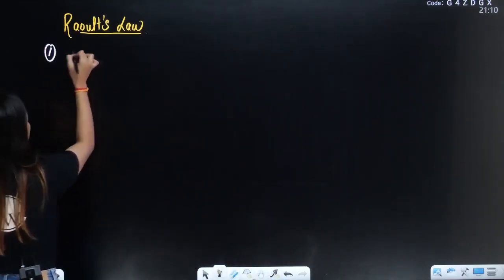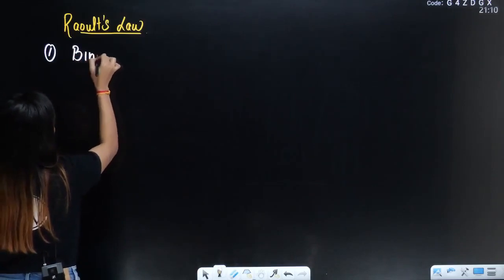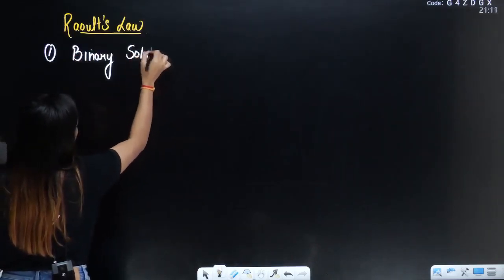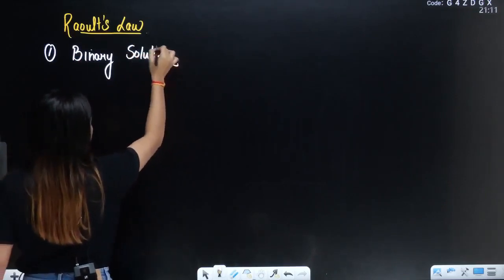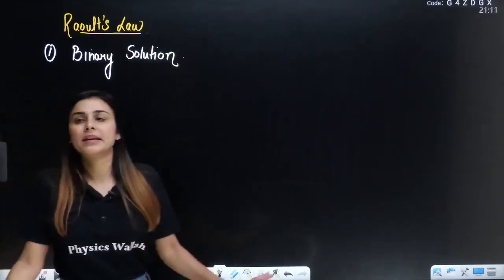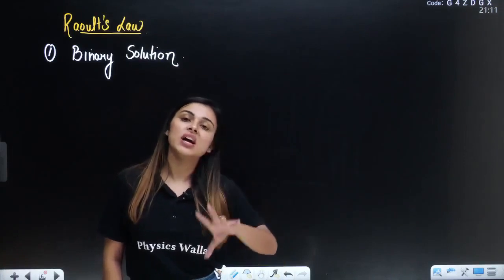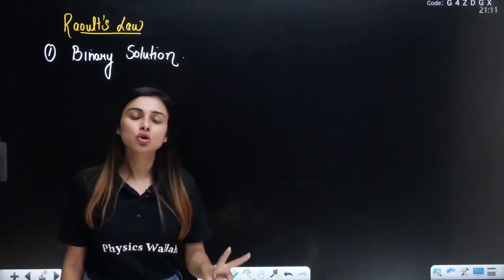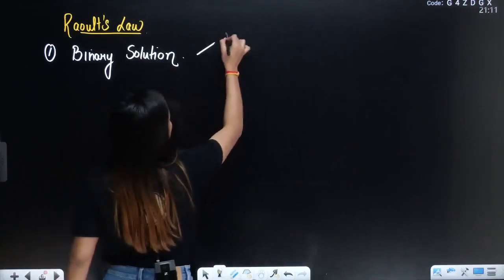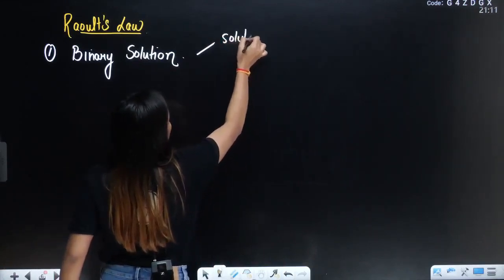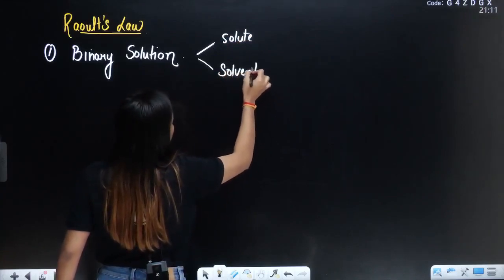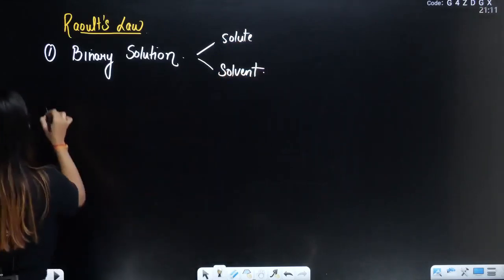The most important thing that you have to consider is you will always take a binary solution. Whenever we discuss Raoult's law, we will consider a binary solution, a solution which has two components. One is the solute and the other is the solvent. Okay, let's talk about the other part.